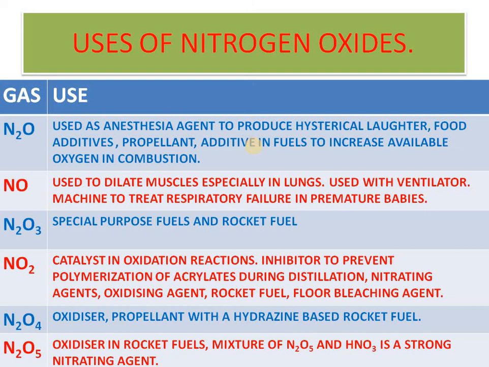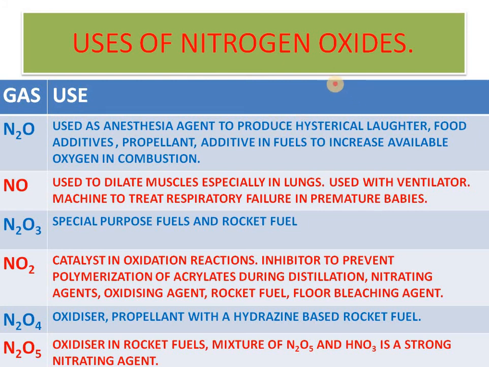N2O3: special purpose fuels and rocket fuels, and a catalyst in oxidation. NO2 is used as an inhibitor to prevent the polymerization of acrylates during distillation. It is also used as a nitrating agent, oxidizing agent, in rocket fuel and floor bleaching agents. N2O4: oxidizer, propellant with a hydrogen-based rocket fuel. This is used in rockets for space exploration, as propellants. N2O5: oxidizer in rocket fuel; a mixture of N2O5 and nitric acid is a strong nitrating agent. You remember the benzene nitration we did in class 11, that's where these oxides are used.